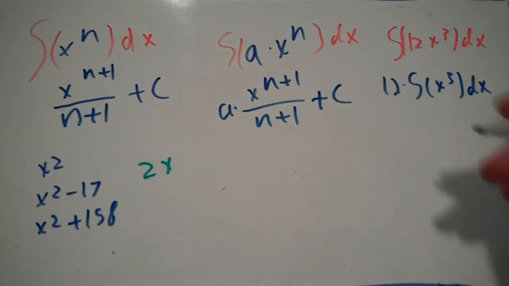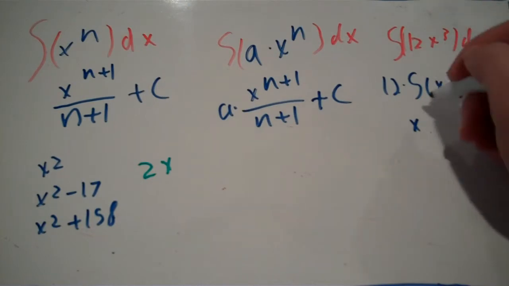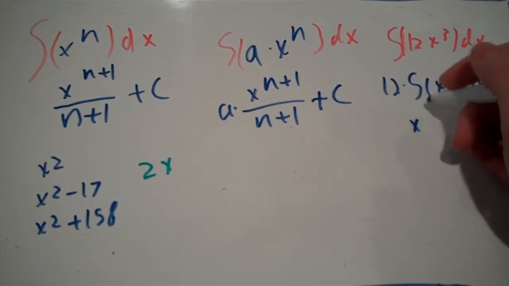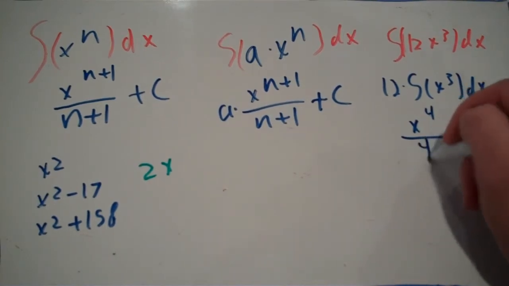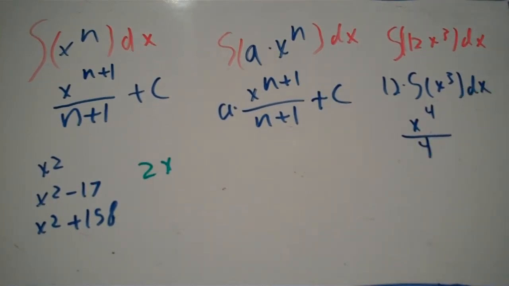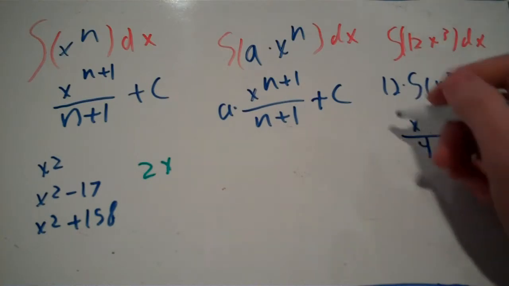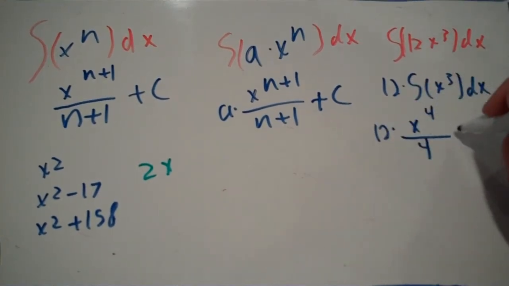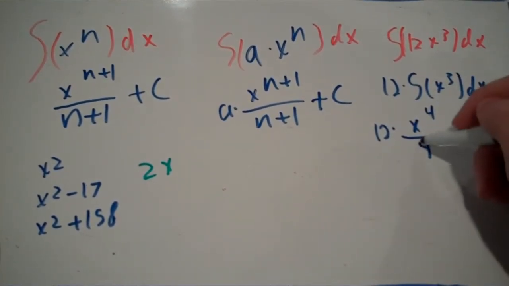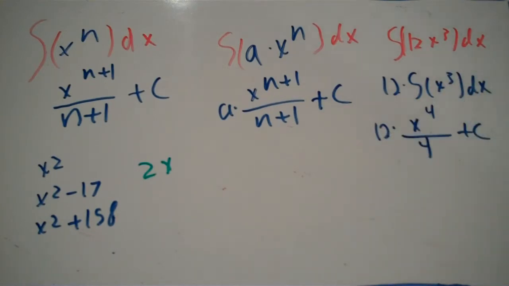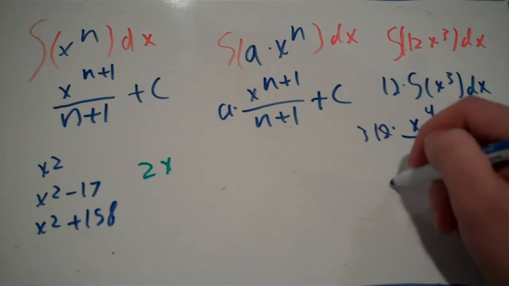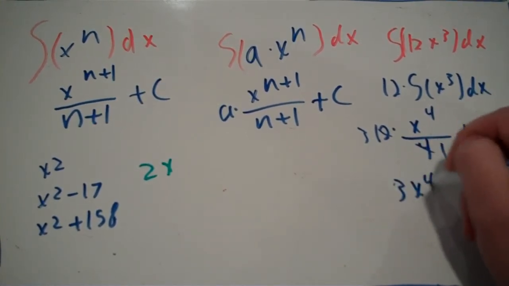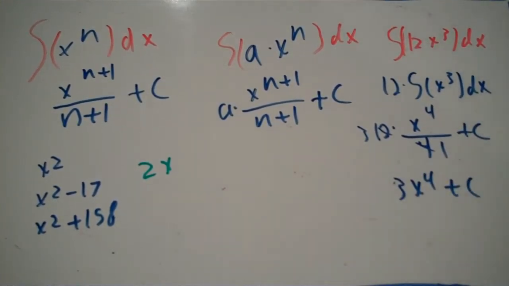Now, what we do is we add 1 to our exponent. So we have x to the 3 plus 1, or 4, and then we divide by our new exponent. We then multiply in our coefficient and add C. Now, 4 goes into 12 3 times, so this can simplify to 3. So at the end, we get 3x to the 4th plus C.